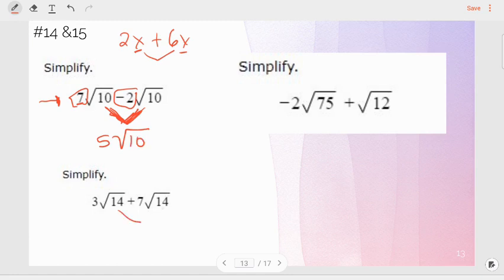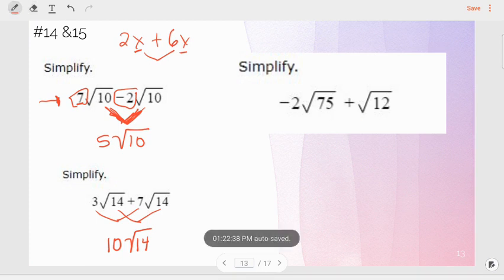So similarly, 14 and 14 are the same term. So I can combine 3 and 5 to give me 10. And I leave my radical the same. Notice I didn't combine the insides of those. On my last example, you'll notice that these radicals are not the same. So I can't combine them unless I can simplify them to be like. So let's see if I can do that.